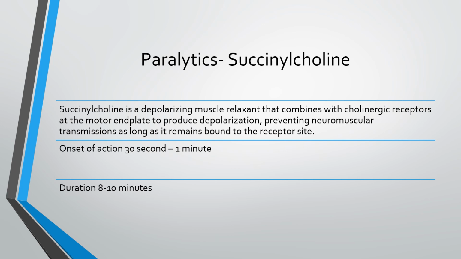Succinylcholine is a depolarizing muscle relaxant that combines with cholinergic receptors at the motor end plate to produce depolarization, preventing neuromuscular transmission as long as it remains bound to the receptor site. So how does succinylcholine work? It attaches to the cholinergic receptors, causes the entire muscle to depolarize, spasm out, fasciculate. Then it keeps it locked out, fasciculated.